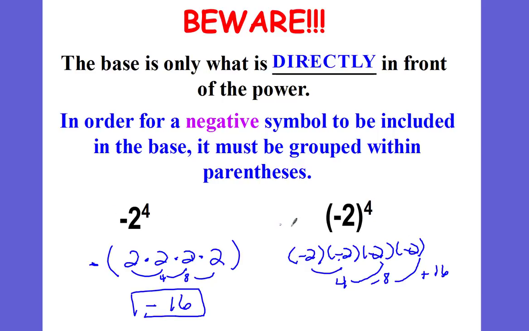Okay, so you can see the difference in your answers. 2 to the 4th power will always equal 16. But it all depends on where your negative symbol is at. If the exponent is touching only the 2 and not the negative, then your answer is always going to be a negative. If the exponent is touching the parentheses itself, then it's what's inside the parentheses that's being repeated. And in this case, this would be a positive 16. So be very careful.